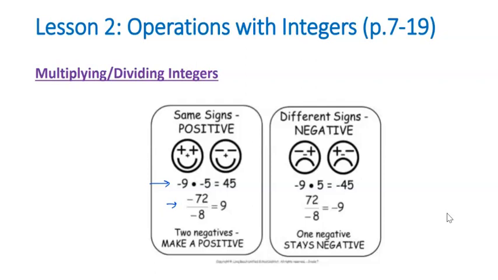But if the signs are different, our answer will automatically be negative. If we have a -9 times a positive 5, the result is a negative 45. And if we have a positive 72 divided by a -8, our answer is a negative 9. So if we have one negative in there, the answer will stay negative.